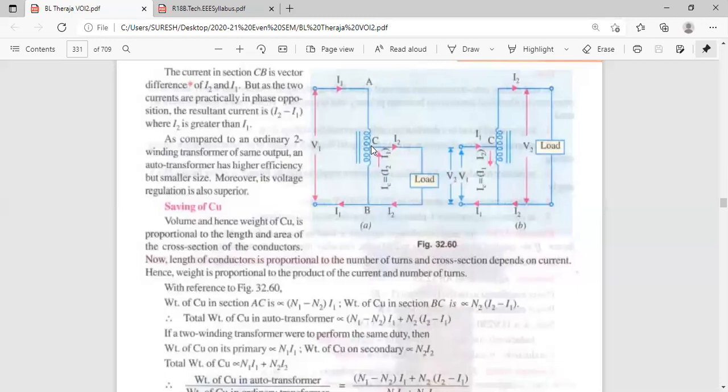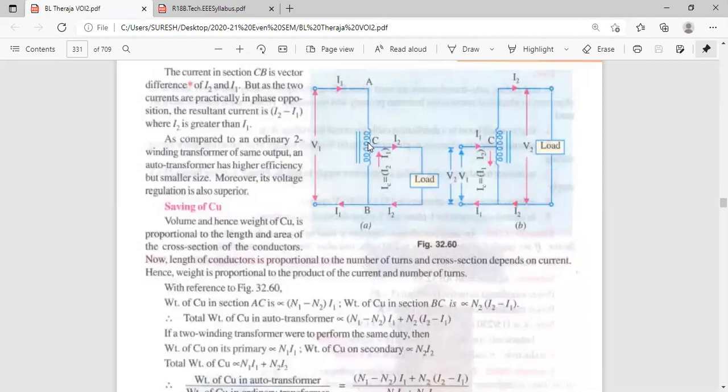From A to C, how many turns are there? From A to B, 825. C to B, 625. What is the AC number of turns? 200. AB minus BC is 200. So let us take this as the starting point. At 200 we will take the tapping. Remaining is 625, N2. The load is connected across 625, V2. From A to C it is 200.